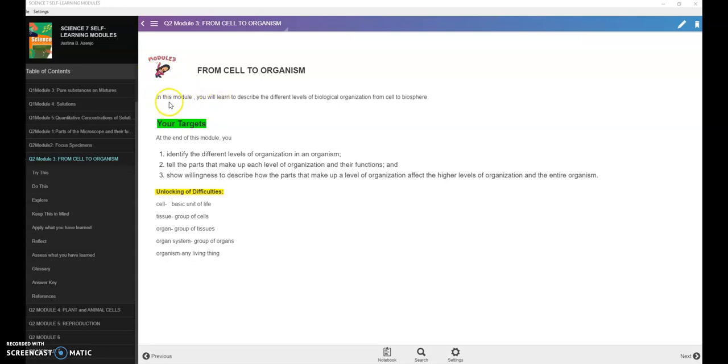Alright, so in this module, you'll learn to describe the different levels of biological organization from cell to biosphere. So ito ang most essential learning competency na ibinigay sa amin ni DepEd na we followed since we started making this module.